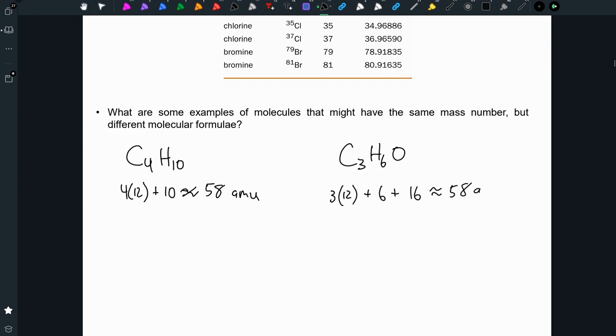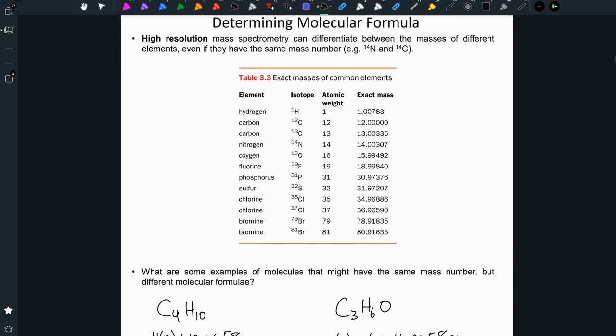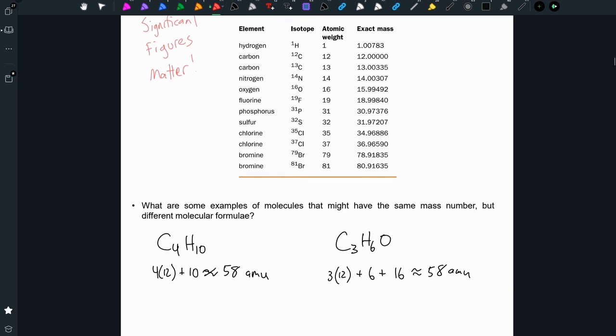roughly 58 AMU. This is where a lesson that some of you haven't encountered before comes in. If you've taken AP Chem, you have. And that's the idea that we can measure things to a different level of precision, and it matters how precise our measurements are. So if you've never heard of significant figures before, I'd be happy to talk about them with you. If you have heard of significant figures, this is a case where significant figures really matter. Because if I can measure two more decimal places, I can tell the difference between these two.